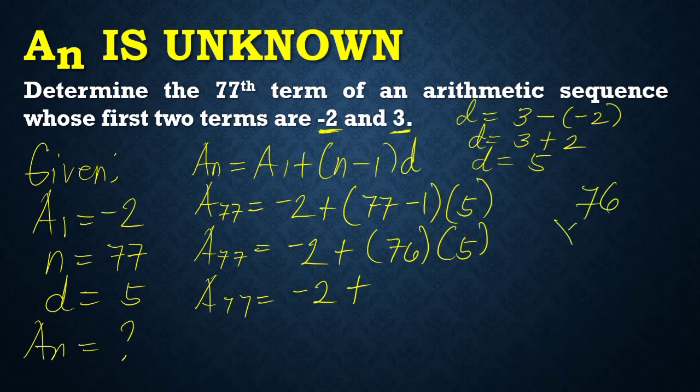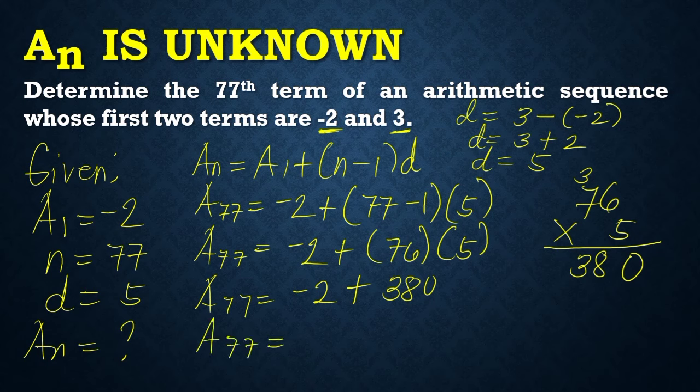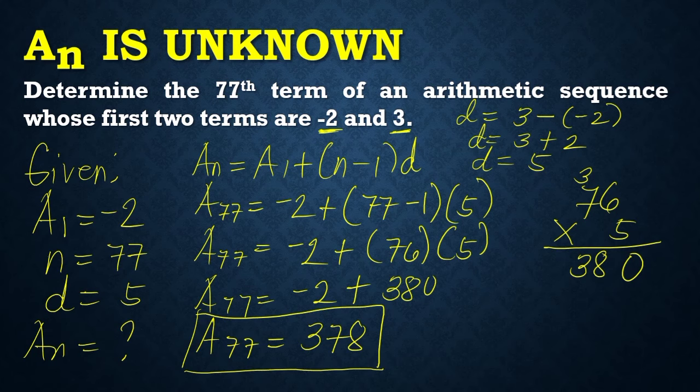Next, negative 2 plus the product of 76 and 5. Let us show it here: 6 times 5, that is 30, carry 3. 7 times 5, that is 35, plus 3, 38. So, 76 times 5 is 380. Now, A sub 77 is equal to negative 2 plus 380. They are unlike signs, so follow the sign of the bigger value and proceed to subtraction. 380 minus 2 is 378. So, the 77th term of the arithmetic sequence is 378.